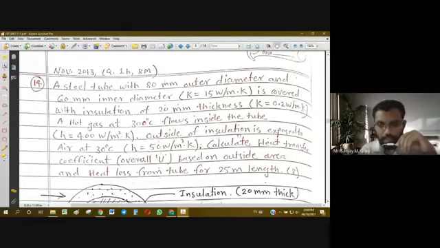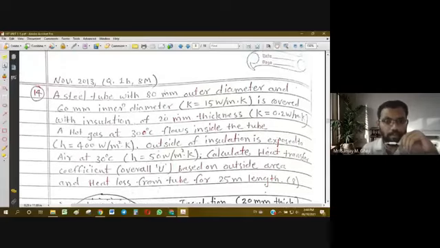The outside of the insulation is exposed to air at 30 degrees Celsius, and its outside air heat transfer coefficient is given as h equal to 50 watt per meter square Kelvin. Calculate the overall heat transfer coefficient U, based on outside area, and the heat loss from the tube for 25-meter length. Now the situation is like this: a steel tube is given.